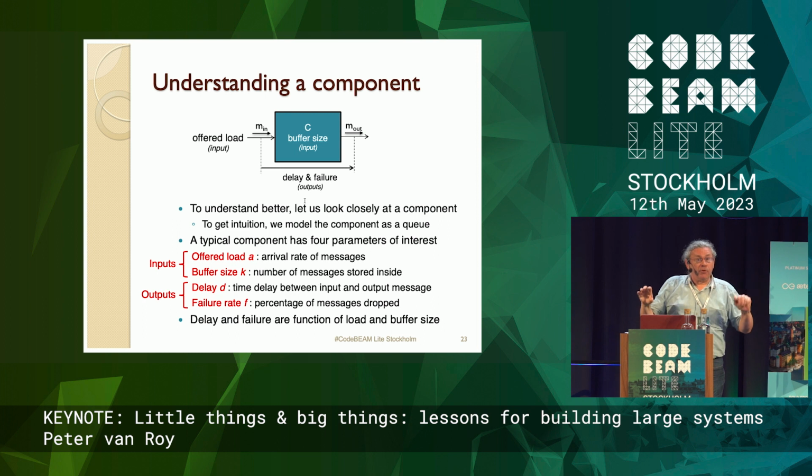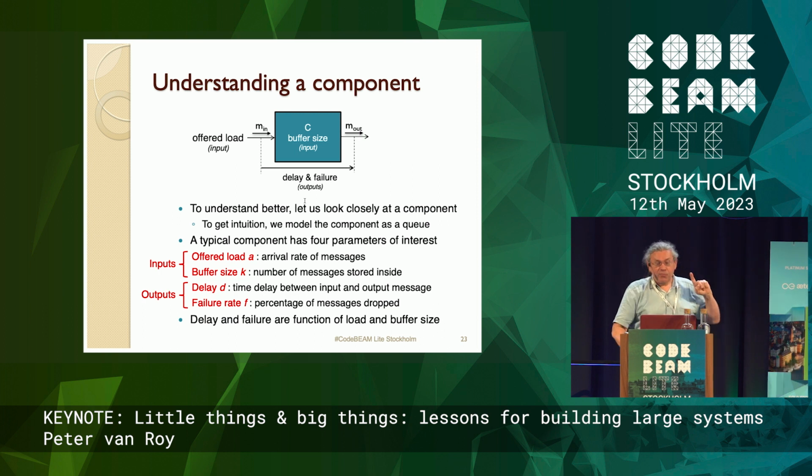And there's 4 parameters that are interesting here. There's the offered load, so the number of incoming packets per second, which is a function of time, the buffer size in the component, and then there's 2 outputs, which is the delay between input-output and the failure rate, because some of the packets will be dropped if you cannot put them in the buffer. So you have these 2 inputs and 2 outputs. And how does this work now, really?